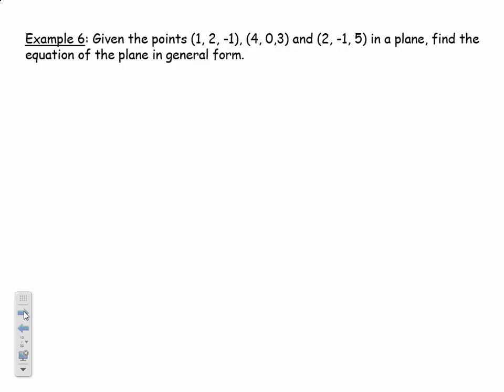Anyway, so if we have 3 points in a plane and we want the equation of the plane, then we want to create 2 vectors that lie in the plane, and with 2 vectors we can find their cross product, and that cross product is a vector perpendicular to the plane, which is what we want. Okay, so that's the answer.